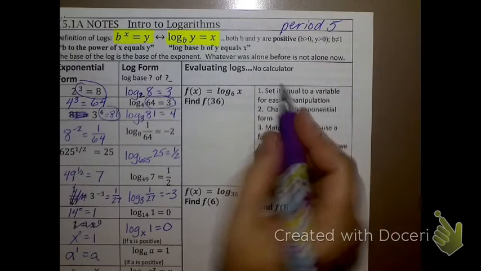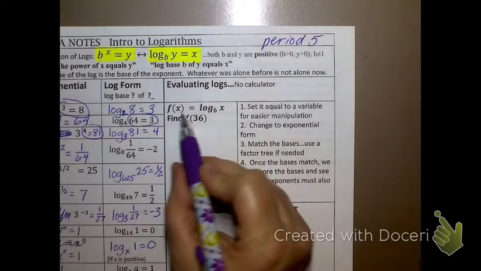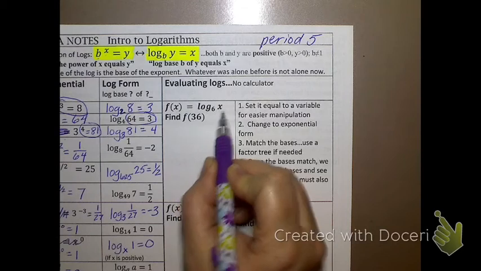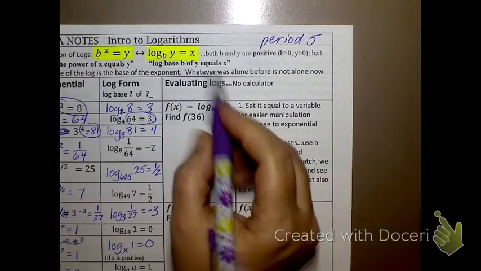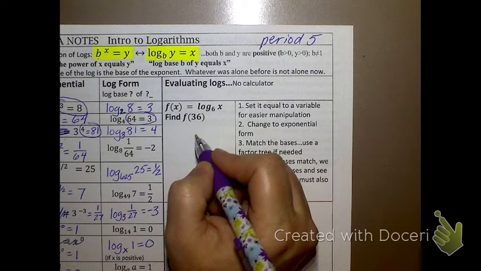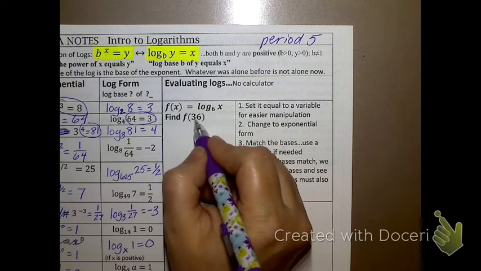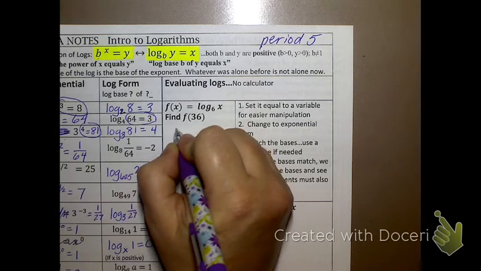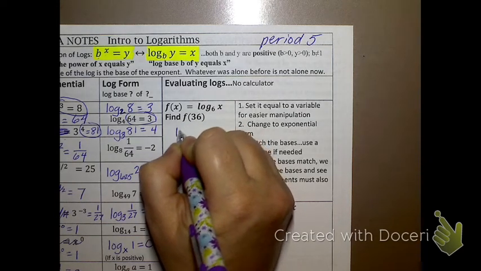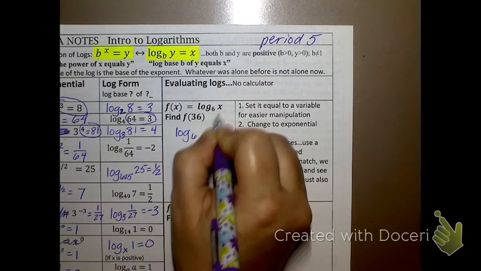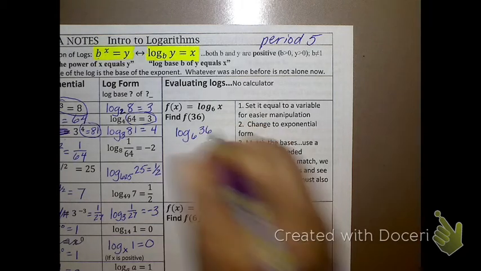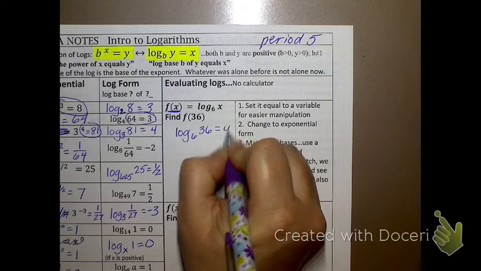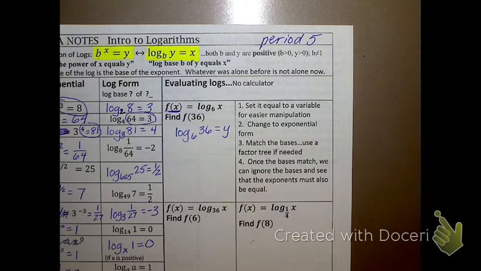Now I'm going to come over here. You saw some notation like this on yesterday's homework. F of x equals log base 6 of x. Find f of 36. What is this problem telling me to do? Plug in 36 for x. So that means I really have log base 6 of 36. And is it okay if I call this, instead of saying equals f of x, can I call it equals y? Just for shorthand.